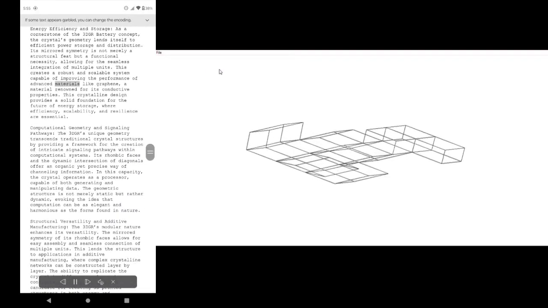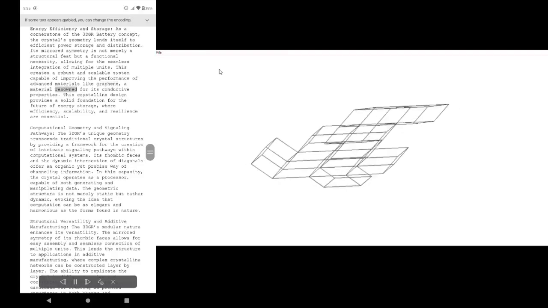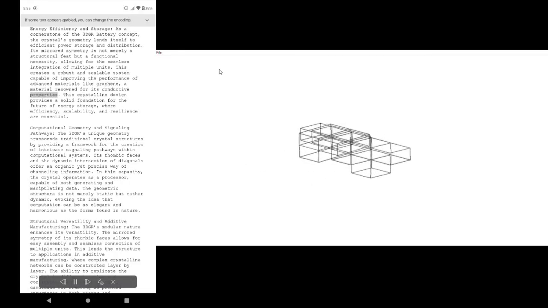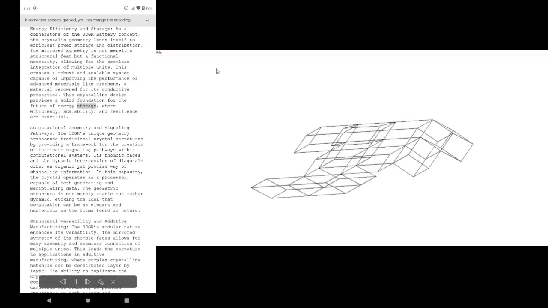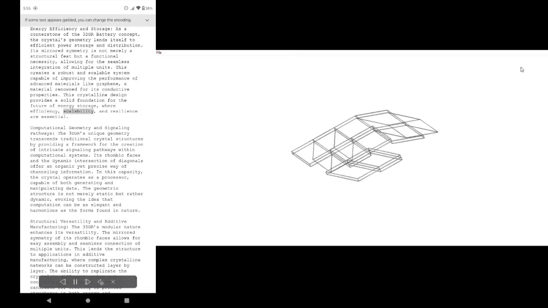This creates a robust and scalable system capable of improving the performance of advanced materials like graphene, a material renowned for its conductive properties. This crystalline design provides a solid foundation for the future of energy storage, where efficiency, scalability, and resilience are essential.